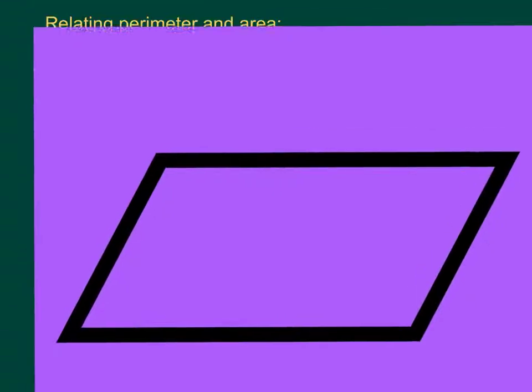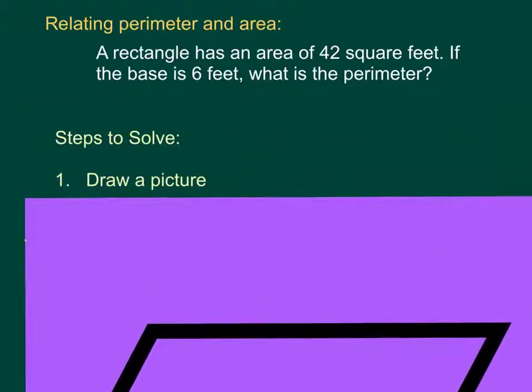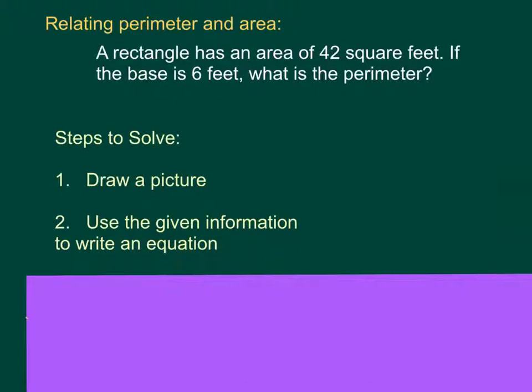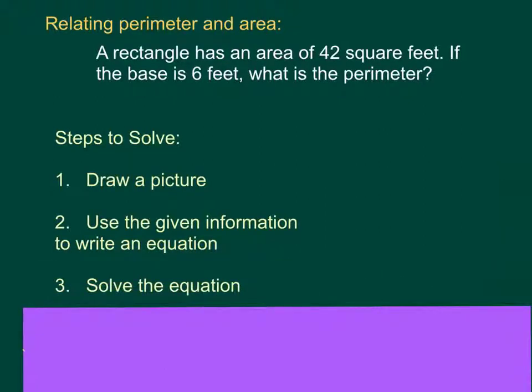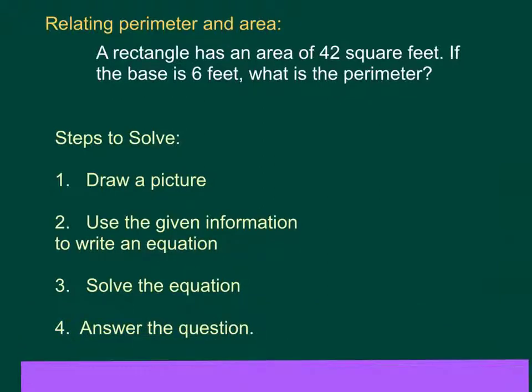Now that I know how to find the area of a parallelogram, I can use what I know about the area to answer other questions, such as a rectangle has an area of 42 square feet. If the base is 6 feet, what is the perimeter? To solve problems that relate the perimeter and area, there are a few simple steps to follow. Step 1 is to draw a picture. Step 2, use the given information to write an equation. Step 3, solve the equation. And the fourth and final step is to answer the question.